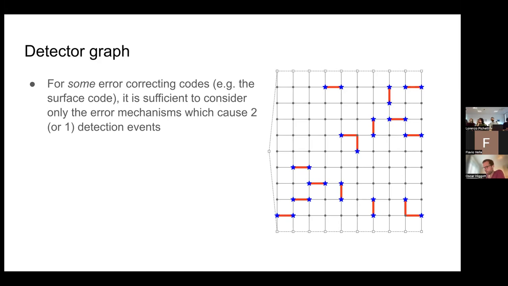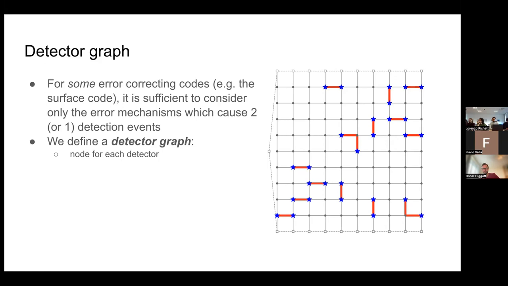So this first decoder I'm talking about uses what's called a detector graph. This is a graphical representation of the noise model, which is used by the decoder. For some error correcting code, such as the surface code, it is sufficient to consider only the error mechanisms which cause either one or two detection events. So we define this detector graph, sometimes also called a matching graph or a decoder graph in the literature. I'll call it a detector graph here.